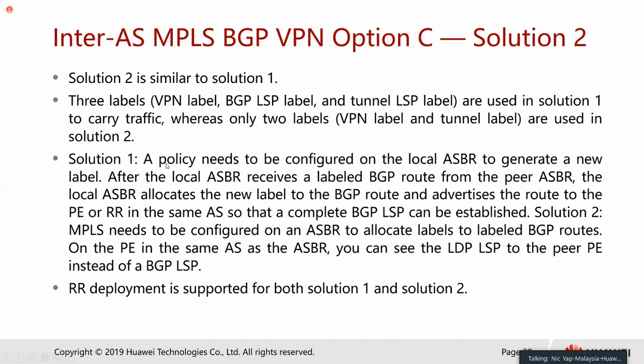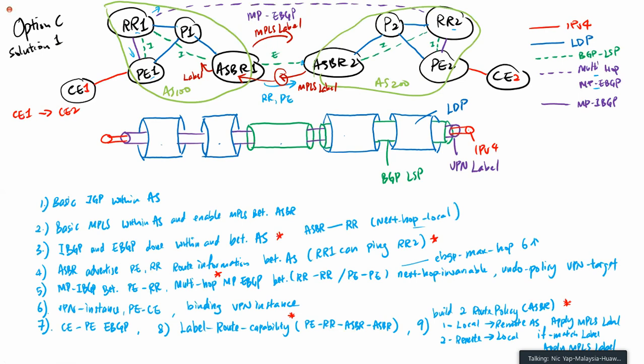So for solution number 1, a policy needs to be configured on the local ASBR to generate the new labels. You remember that just now I mentioned there are going to be 2 policies created. Policy number 1 is for local to remote. Number 2 is when remote goes back to local. After the local ASBR receives the labeled BGP route from the peer ASBR, the local ASBR allocates a new label to the BGP route and advertises the route to the PE or RR. That is what I mentioned here.